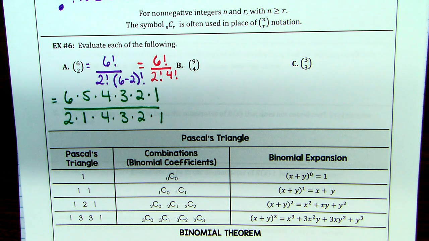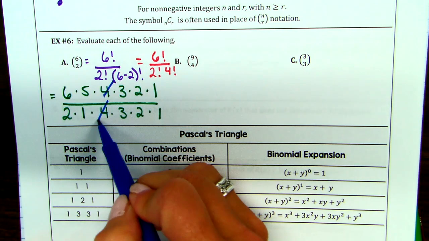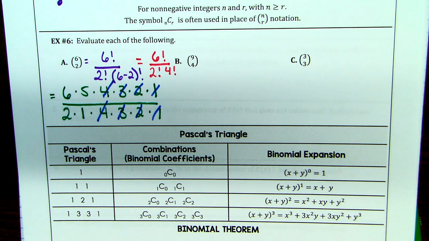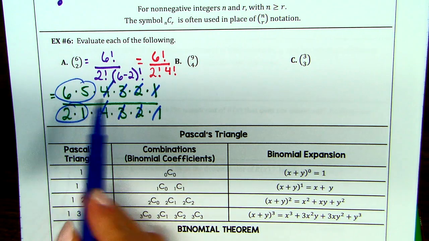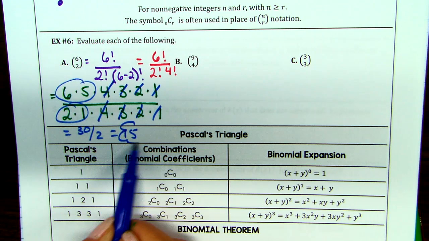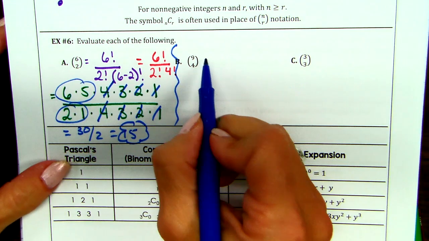And then you could use your algebra skills and kind of start simplifying it, right? 4 over 4 would cancel, 3 over 3, 2 over 2, 1 over 1. You're left with 30 over 2, which equals 15. So the final answer is 15. Okay, not hard, kind of annoying, but not hard. Okay, let's do another one, and I'll show you a little shortcut here.